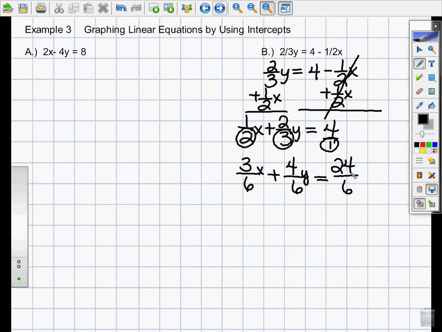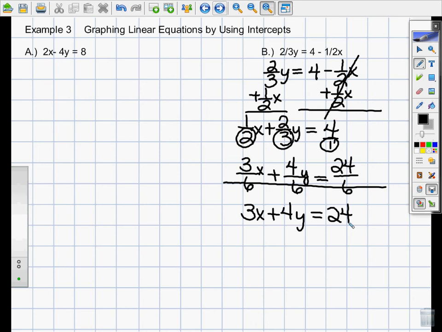Okay? Now here's the shortcut. If they all have the same denominator, you can essentially just mark them out, and this is your equation that you're looking at. Boy, that looks a lot easier than what we started off with at the beginning, which was 2/3 y equals 4 minus 1/2 x. 3x plus 4y equals 24 looks 10 times easier to me. Visually, it does. So let's take a look.